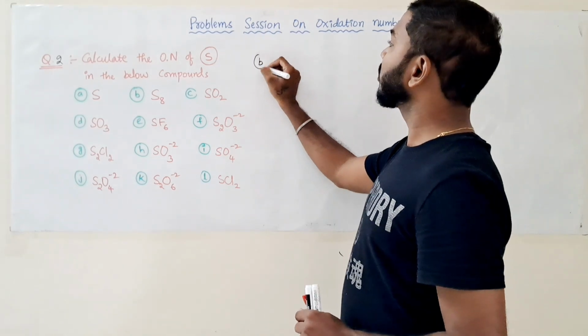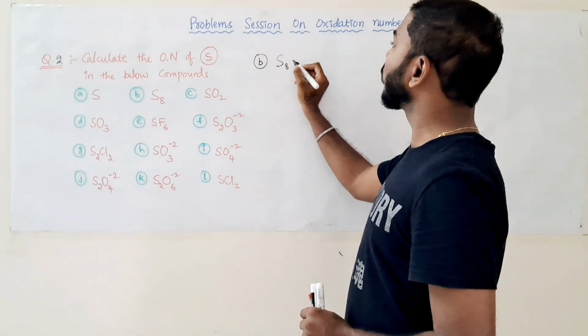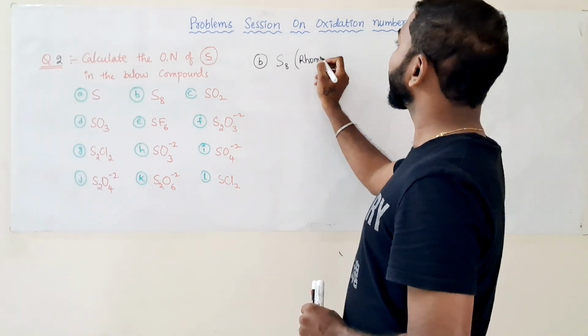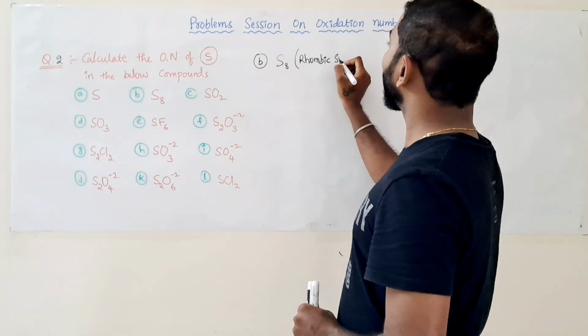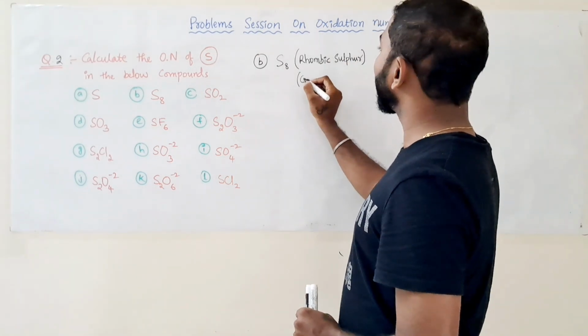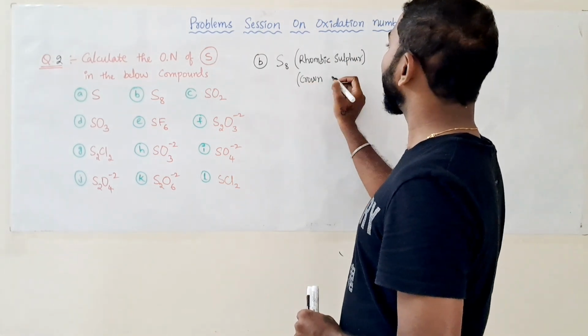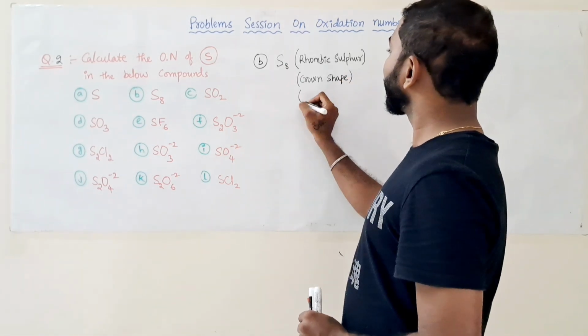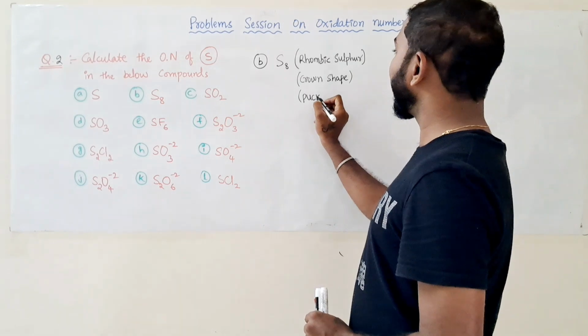And then next, moving to the next one, S8. So I am discussing this S8 molecule. Actually it is called as rhombic sulfur. The name is called as rhombic sulfur, and this particularly has a structure called as crown shape, or it is also called as puckered ring structure.